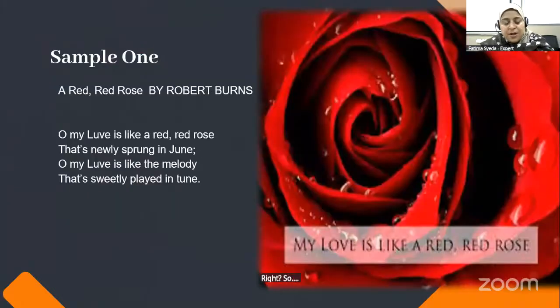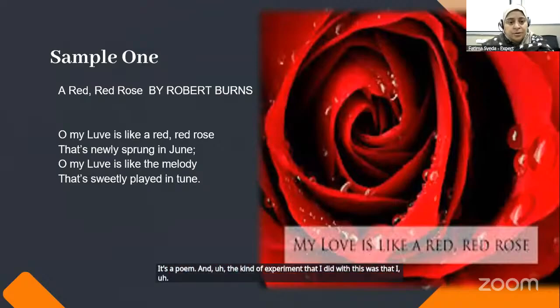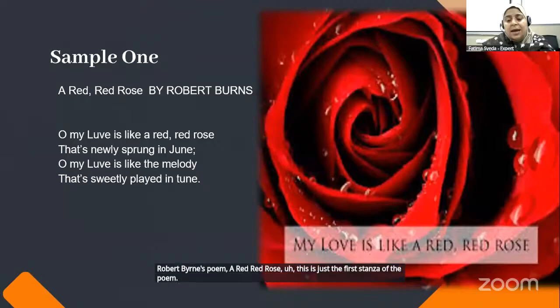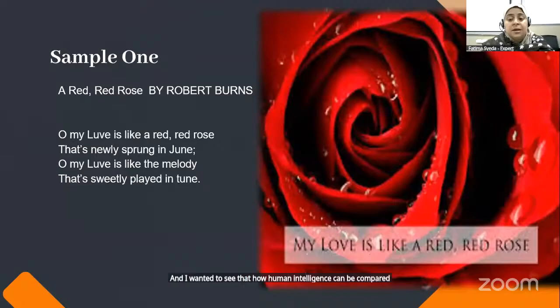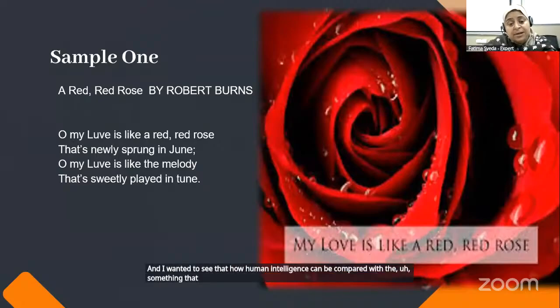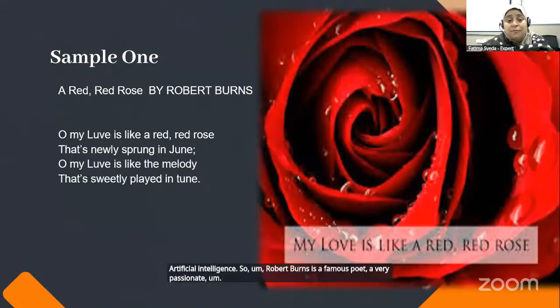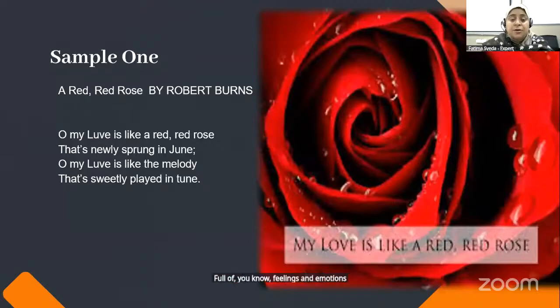So the first sample that I've selected is a poem. The kind of experiment that I did with this was that I took Robert Burns' poem, A Red, Red Rose. This is just the first stanza of the poem. I wanted to see how something created by human intelligence can be compared with something generated by artificial intelligence. So Robert Burns is a famous poet, very passionate, full of feelings and emotions. That is what his poetry is like.